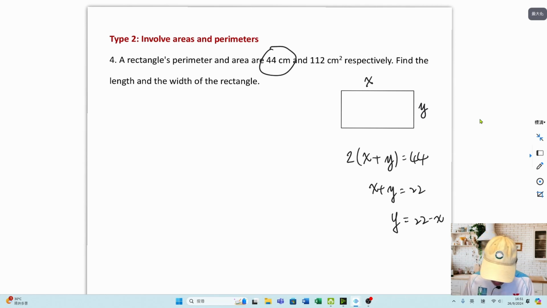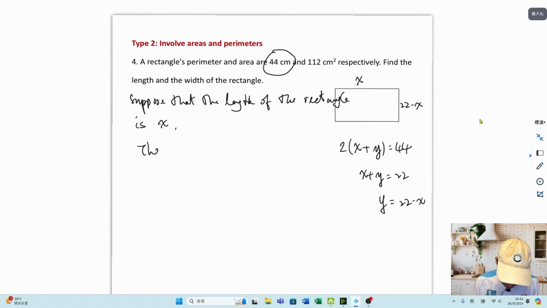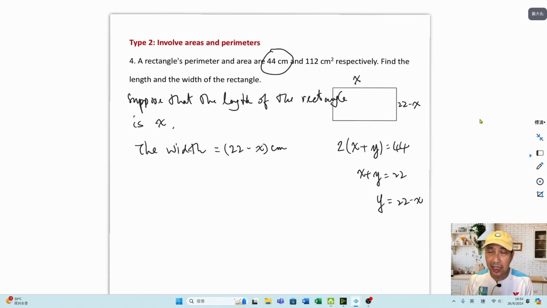Okay, now we take away the y. y is equal to 22 minus s. We can write down the definition of s. Suppose that the length of the rectangle is s, so the width is equal to 22 minus s cm.